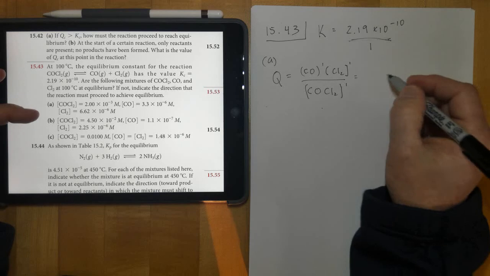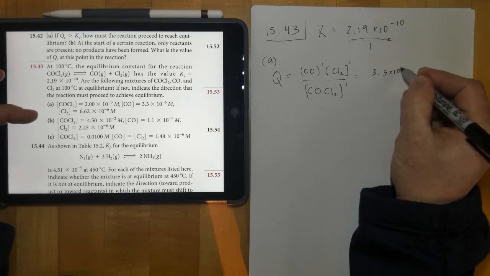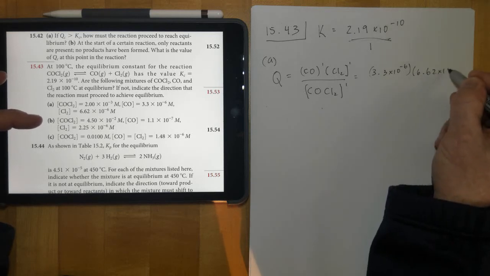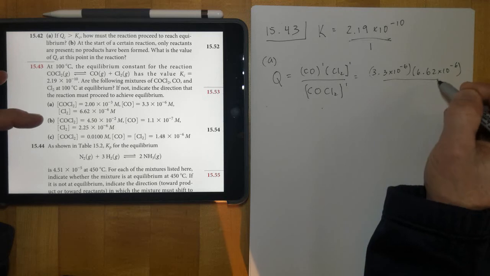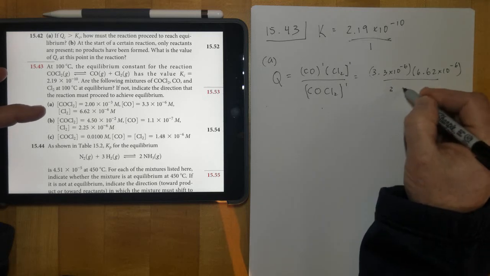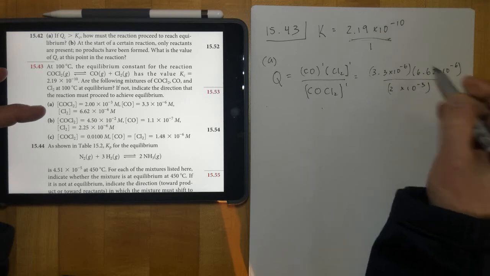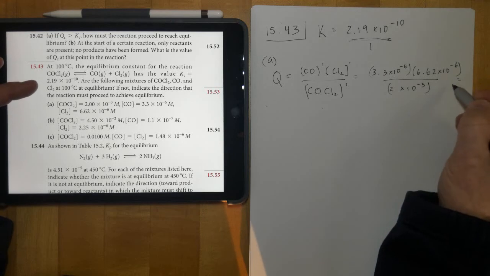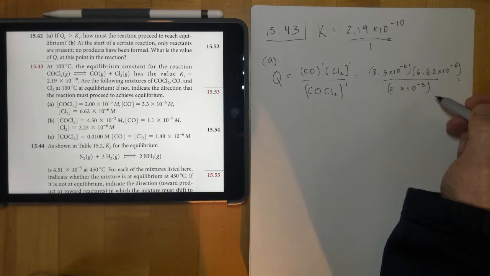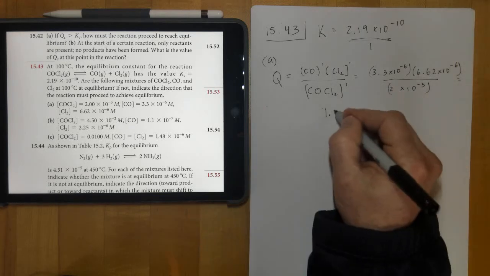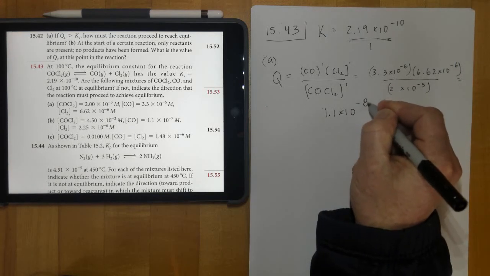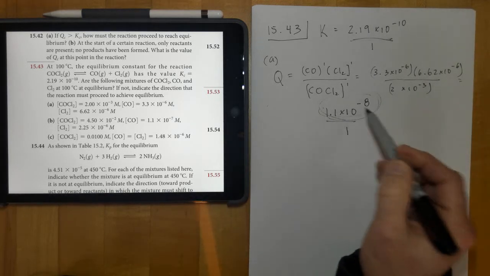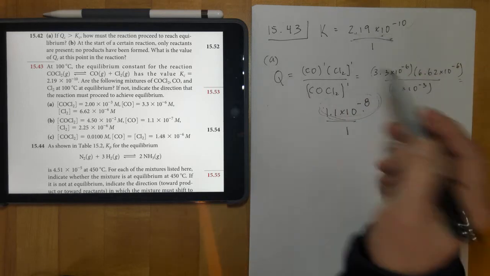The products are CO 3.3 times 10 to the negative 6th times chlorine, which is 6.62 times 10 to the negative 6th, divided by the reactant, which is 2 times 10 to the negative 3rd. And all those would be the first power, because all these are in the first power if we wrote the equilibrium constant expression correct. Calculating these in letter A, we end up with 1.1 times 10 to the negative 8th. So Q now, if we write this, has a larger number on top than what K does. Q is larger than K.